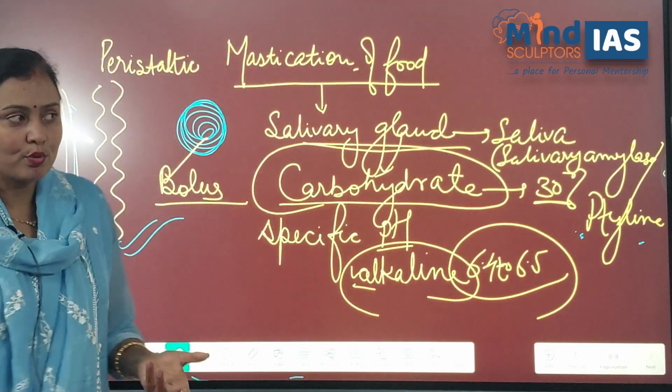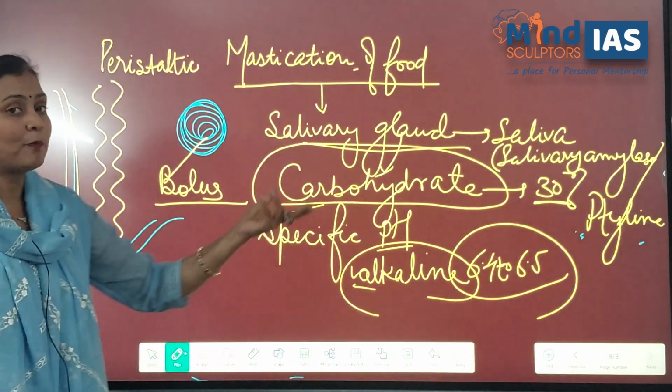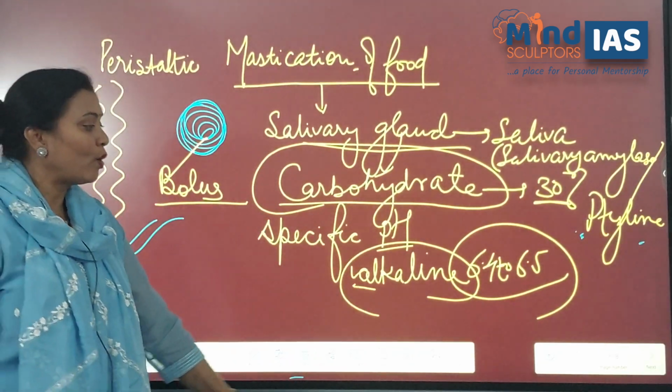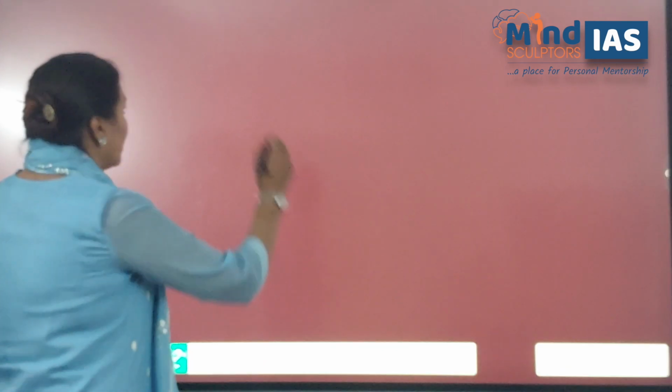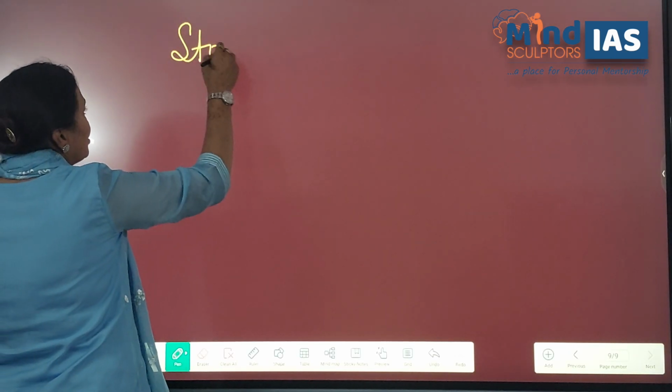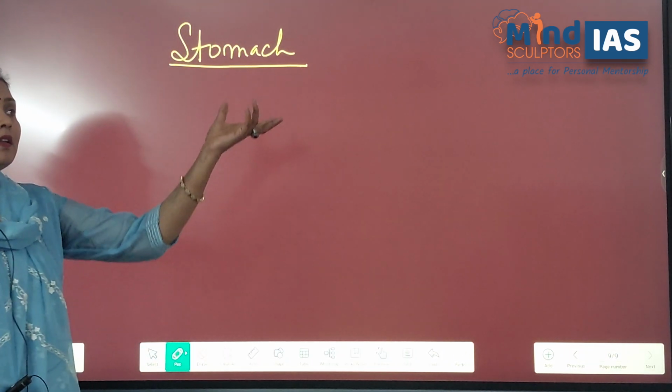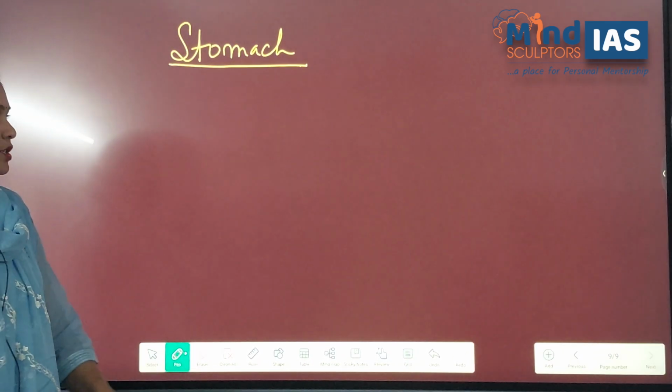Now food reaches the stomach. And as I said, pH is very important in the entire alimentary canal. So first we discuss the pH in the stomach. Now food reaches your stomach, and we'll see what happens in the stomach in the process of digestion.